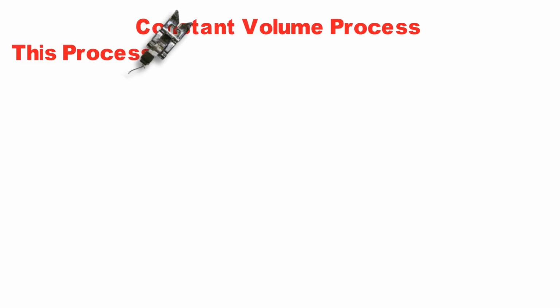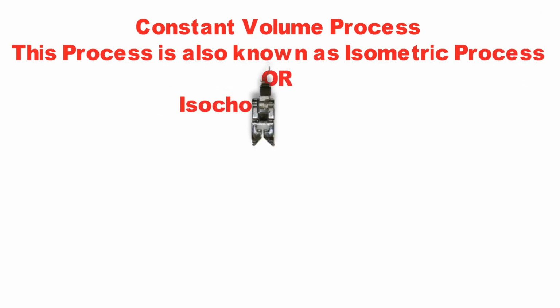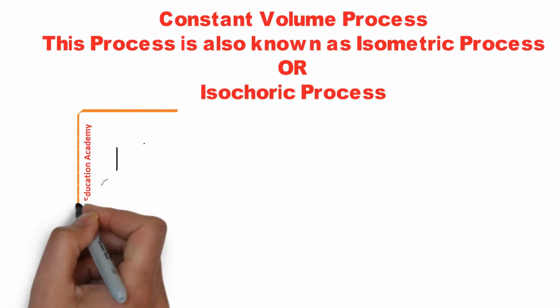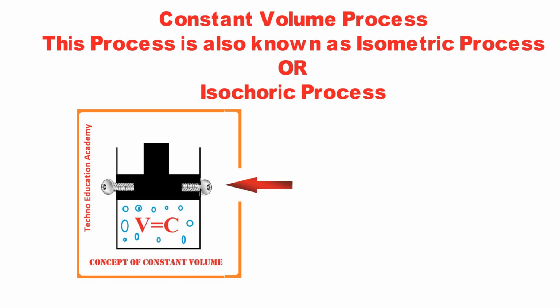Let's talk about constant volume process. Constant volume process is also known as isometric process or isochoric process. Here, throughout the process, volume remains constant, so this process is called constant volume process. You can see that the piston is fixed inside the cylinder by some locking device or screw, so there is no movement of the piston inside the cylinder. So throughout the process, volume remains constant. So it is called constant volume process.